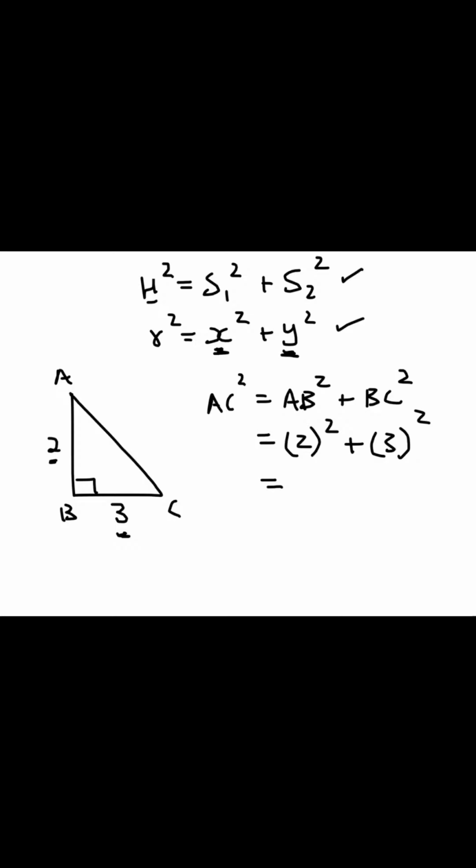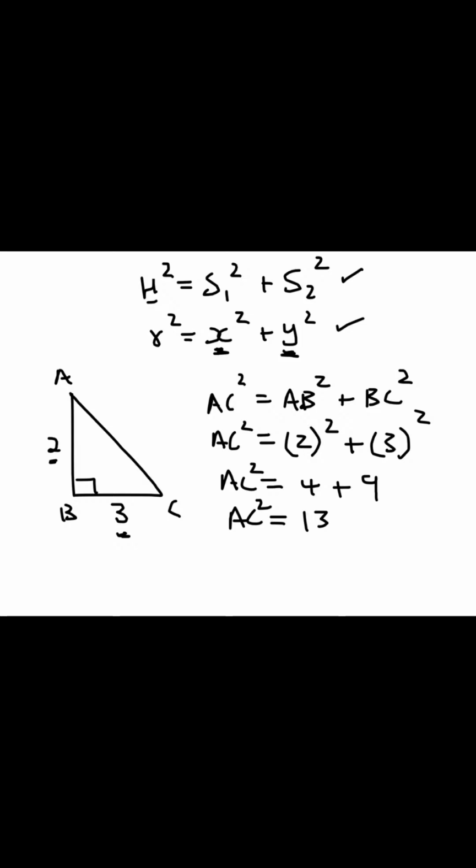So what is 2 squared? That is 4. What is 3 squared? That is 9. So you have that plus that, which will be 13. With you having 13 there, remember that all along you've been calculating AC squared. So it is AC squared which equals 13.